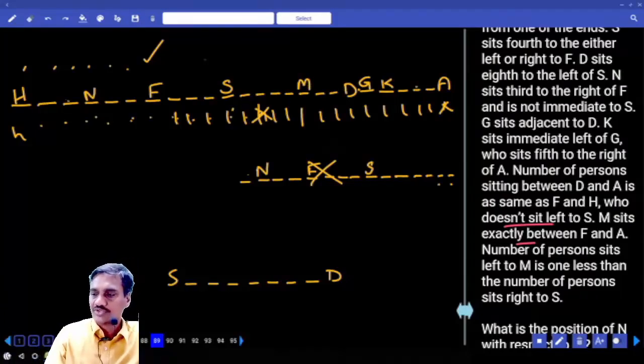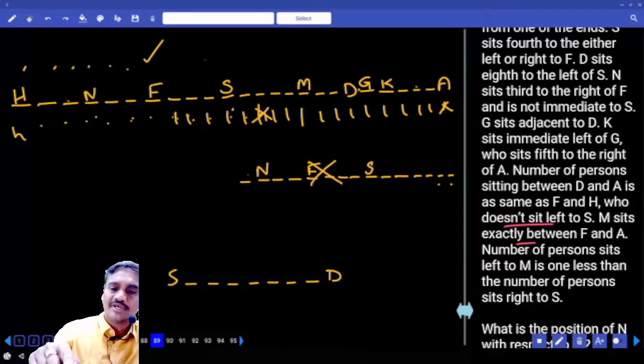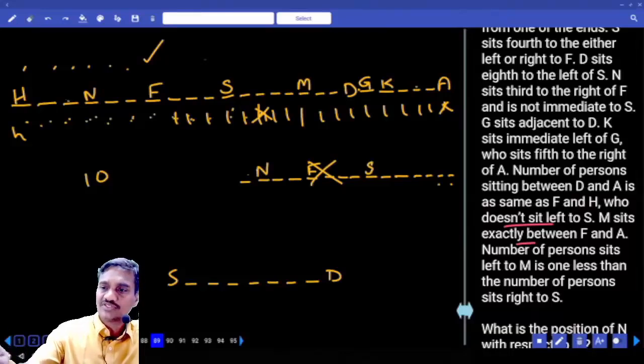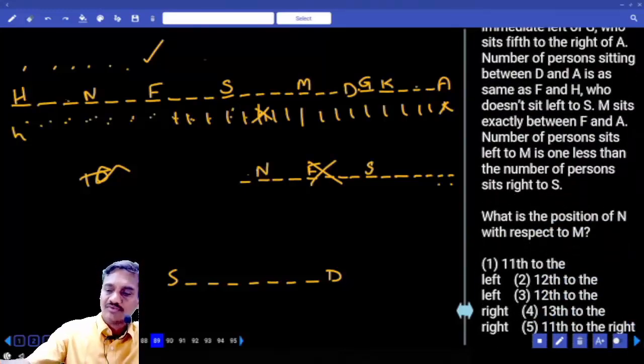The number of persons to the left of M is 1 lesser than the number of persons to the right of S. And on the right-hand side of S, how many are there? 1, 2, 3, 4, 5, 6, 7, 8, 9, 10. And on the left-hand side of M, we need to have only 9 people. 3, 4, 5, 6, 7, 8, 9. It is valid. Now this is the final arrangement we have. And according to this, what is the first question?